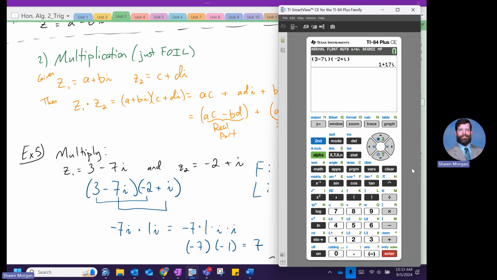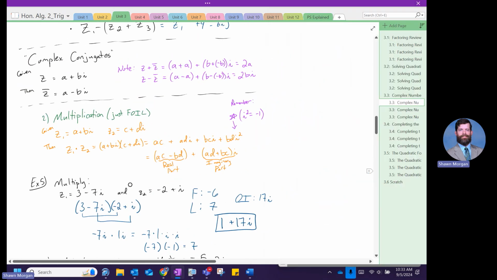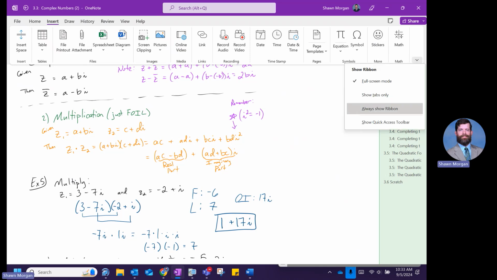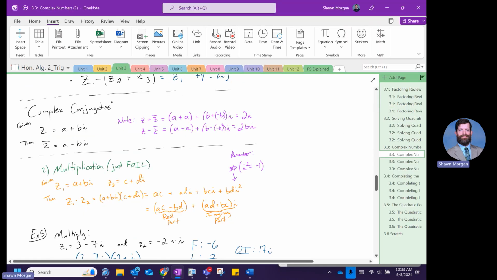All right, so what operations have we done to kind of wrap class up today? We also did simplifying. So what I'll do is give you guys a little bit of additional Delta Math work. Well, you already did simplify. We'll do add, subtract, and multiply complex numbers on Monday.